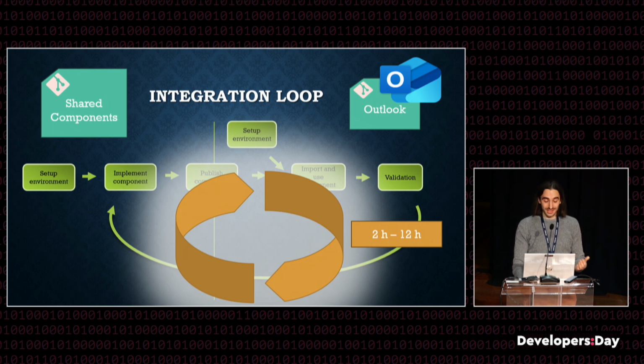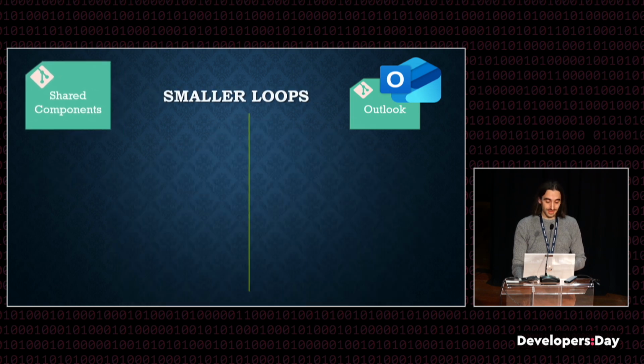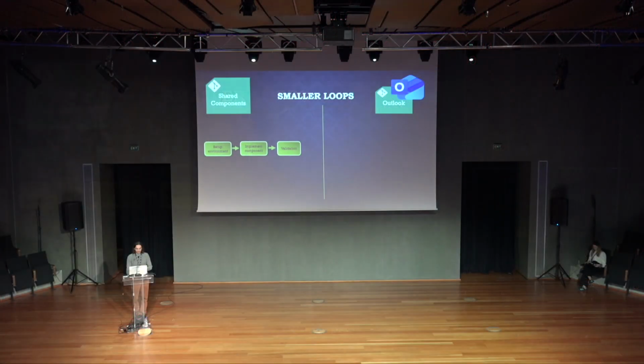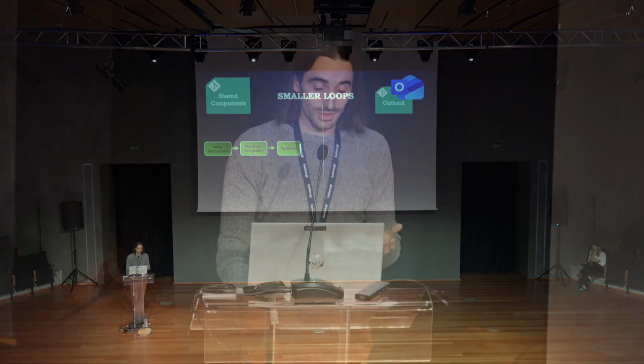So we try to detect issues earlier and shift the loop left. Let's see what that looks like when we create smaller loops. As before, we implement, but here we introduce some validation. Before publishing, we validate that it works as intended. Of course, we cannot validate fully that it works as intended in Outlook because we don't have Outlook there, but we can already test a lot. And we iterate here, and only when we are confident, then we publish and we do the rest.